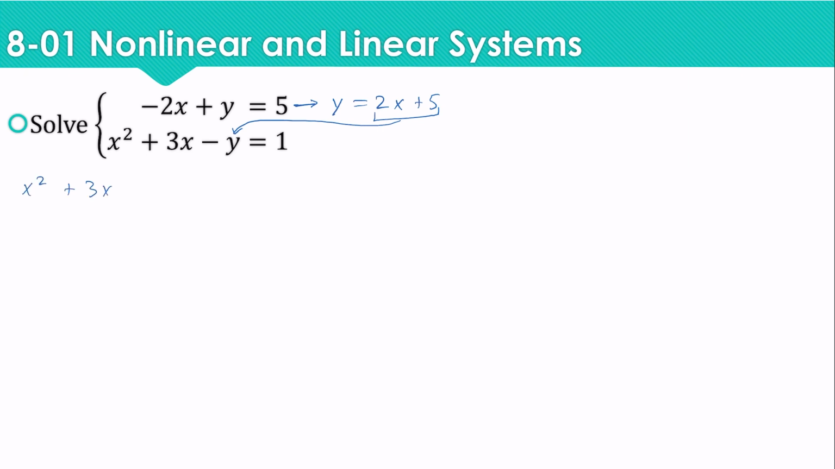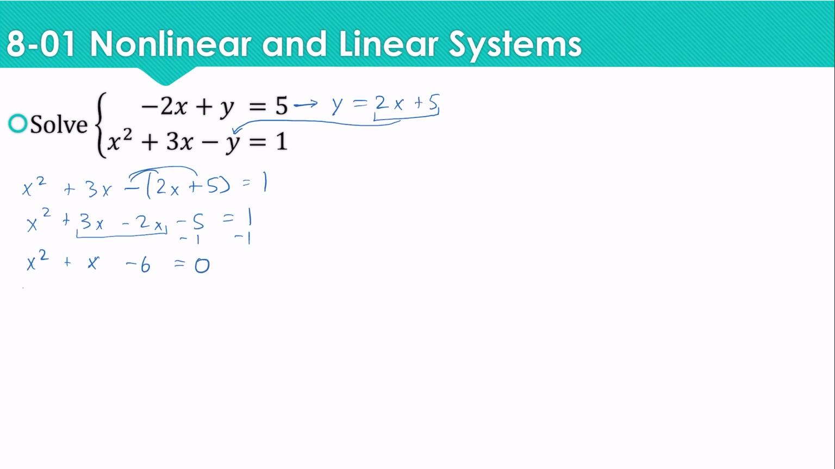X squared plus 3x minus y. But y is 2x plus 5. We can distribute the negatives. It would be negative 2x and negative 5. And this appears to be a quadratic equation. So let's make it equal to 0 and combine like terms. So we can combine those to make 1x. And we can subtract 1 to get negative 6.